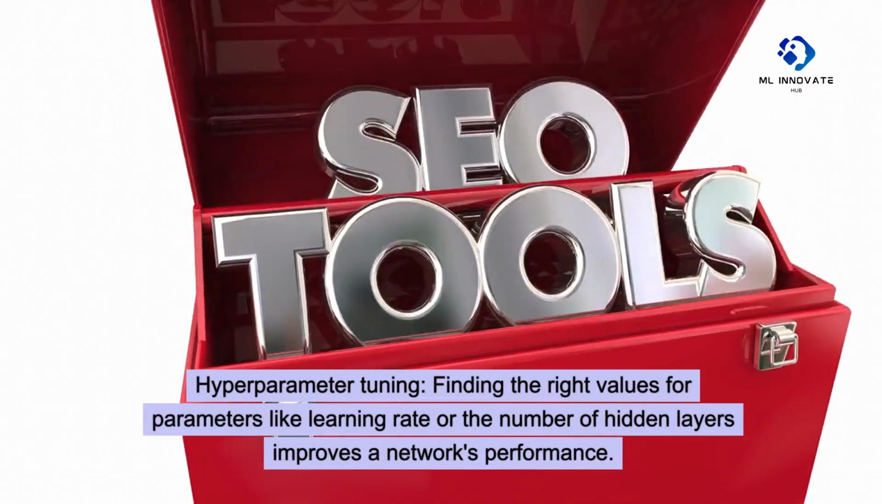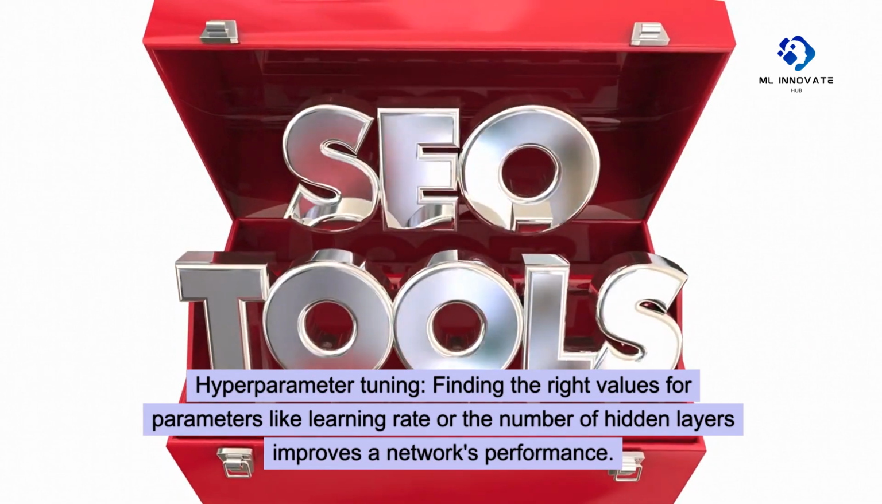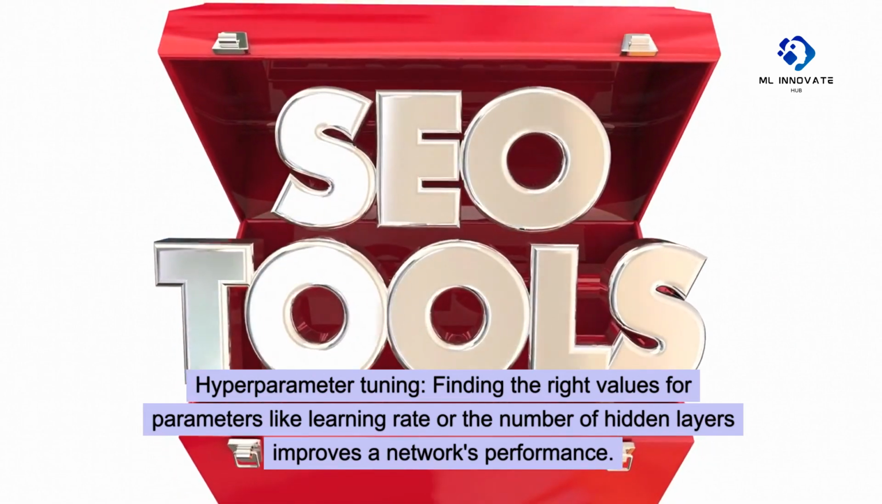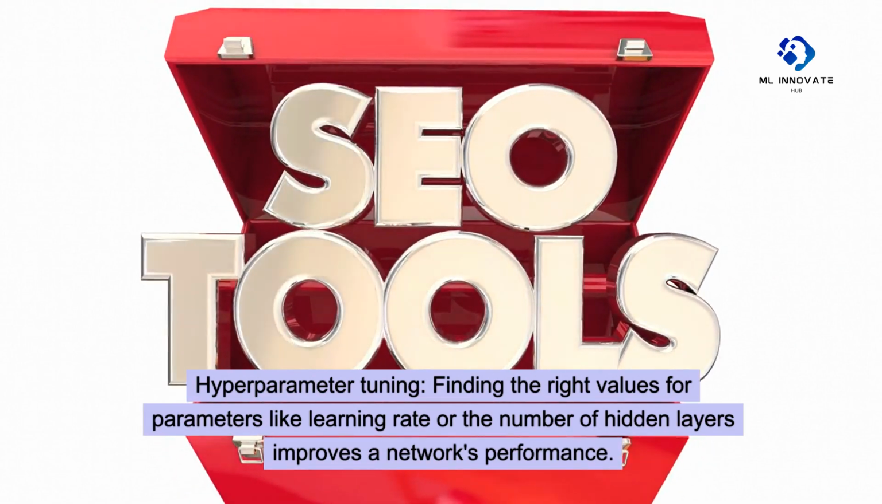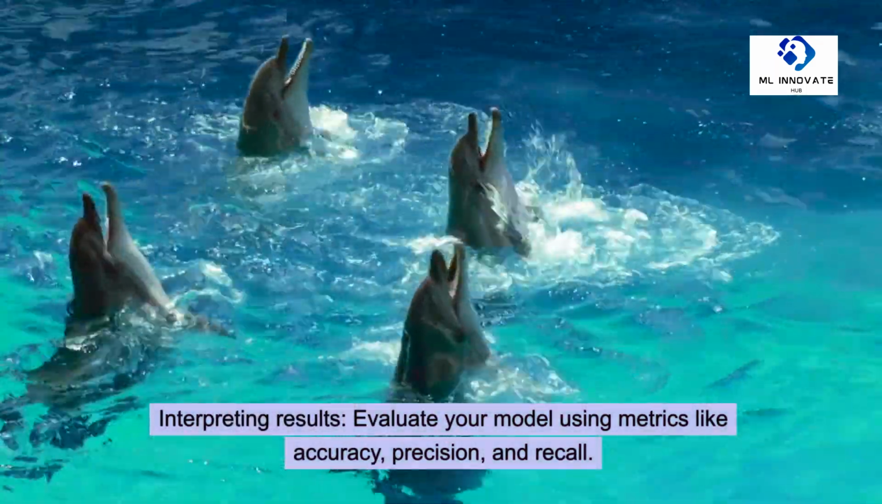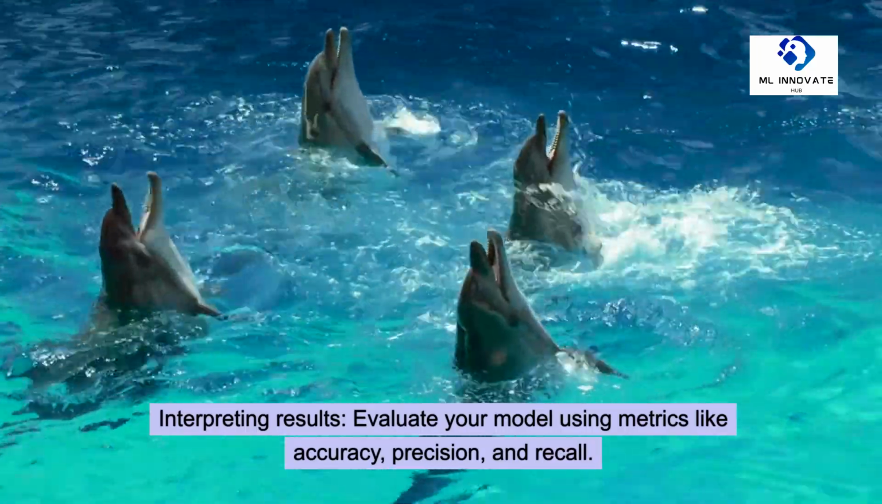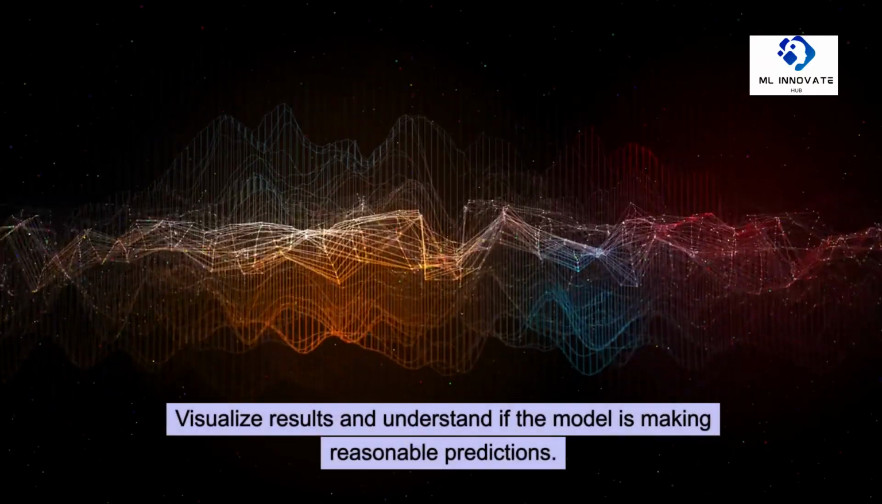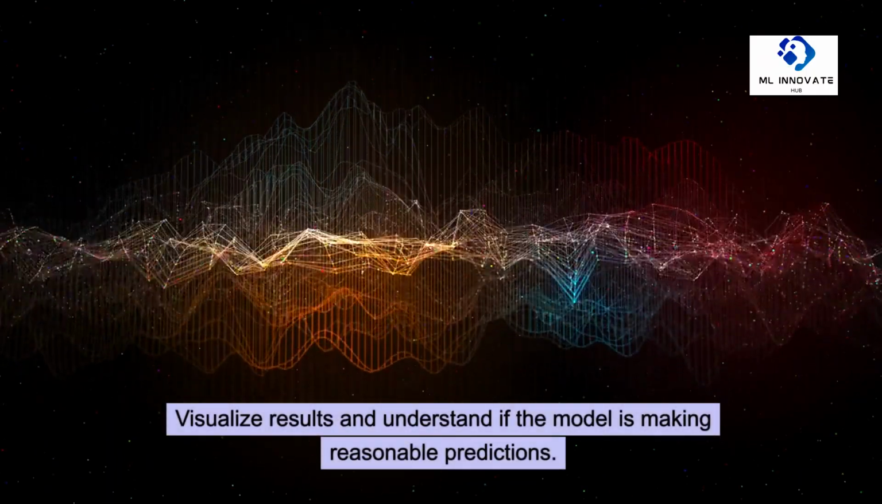Hyperparameter tuning. Finding the right values for parameters like learning rate or the number of hidden layers improves a network's performance. Interpreting results. Evaluate your model using metrics like accuracy, precision, and recall. Visualize results and understand if the model is making reasonable predictions.